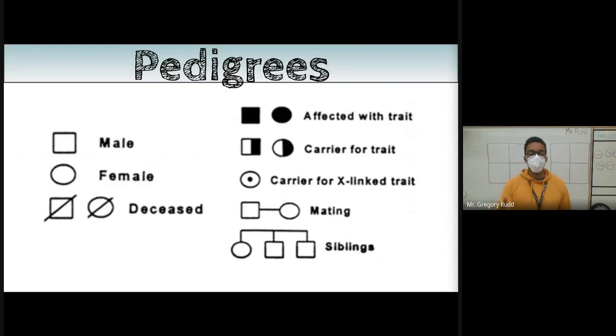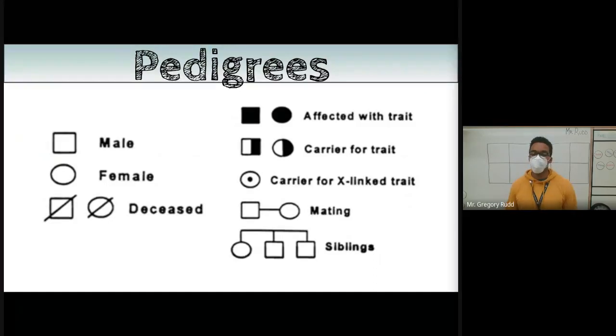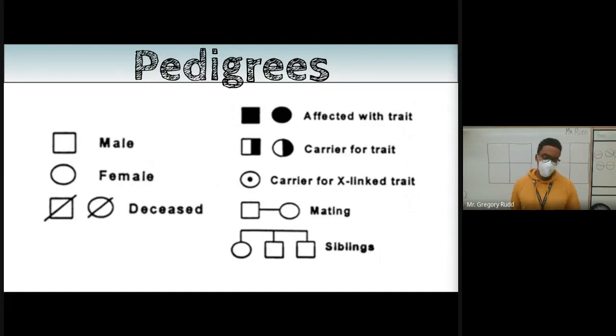But this doesn't always have to be humans. We could be talking about any animal species, any sexually reproducing species with pedigrees. So males are squares, females are circles. Individuals who do have the trait, meaning who are affected by the trait, will be shaded in. And individuals who are not affected by the trait will appear to be unshaded. They'll be hollow.